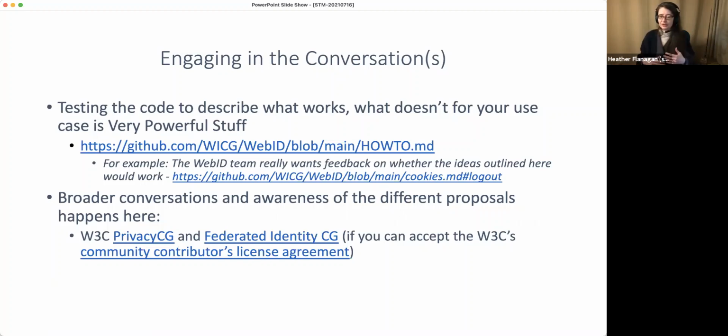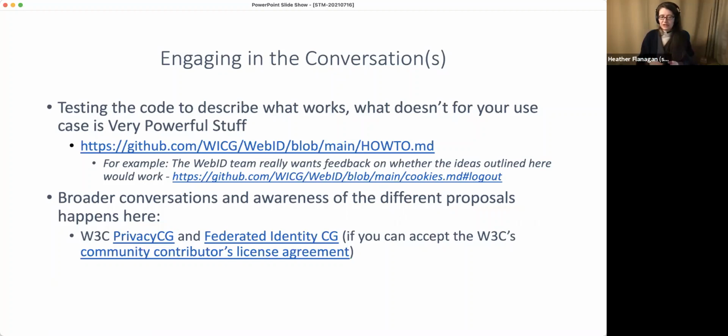But if you want to be part of broader conversations and awareness of different proposals, then on the one hand, there's the Privacy Community Group, and there's the shiny new Federated Identity Community Group in the W3C. Community groups are free to join. If you can accept their community contributors license agreement, then you can join. You do not have to pay them money.